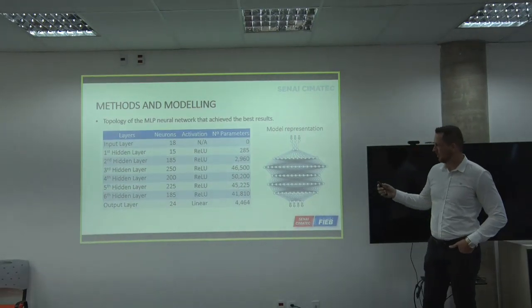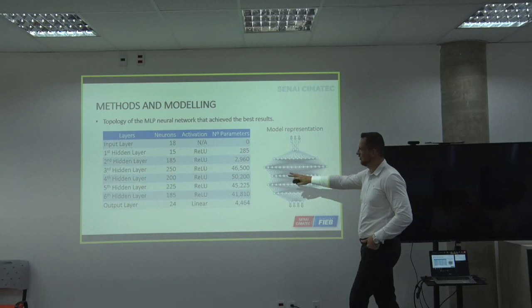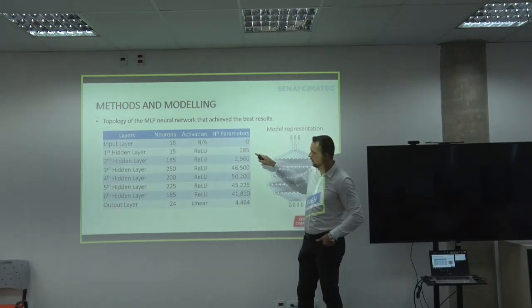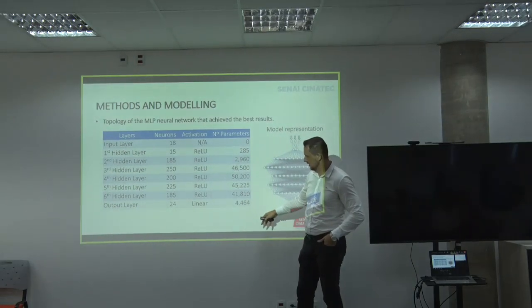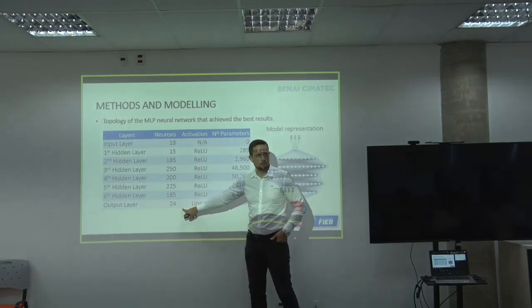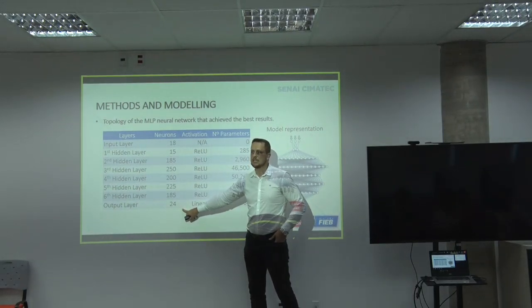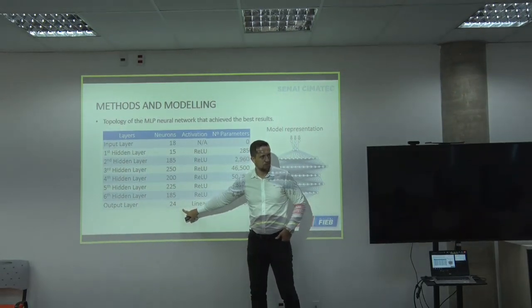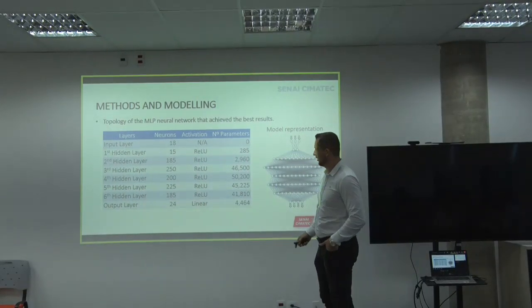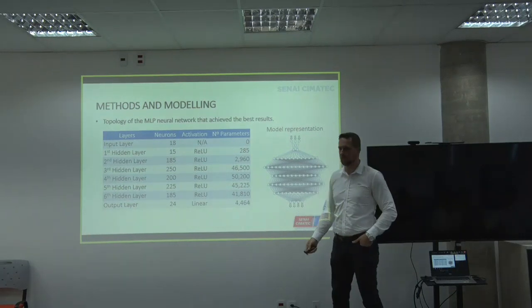Okay? The basic part is we have a dense neural network. 6 hidden layers, one input, one output layer. Okay? The output layer is formed by 24 neurons because we want 24 hours, the first to the 24-hour forecast for the ozone concentrations.